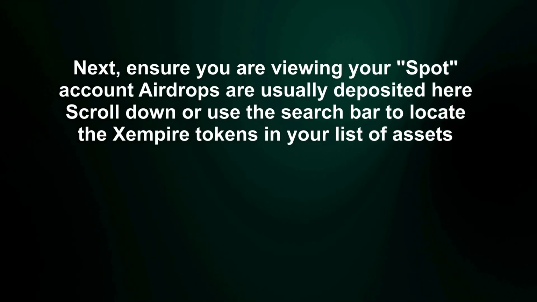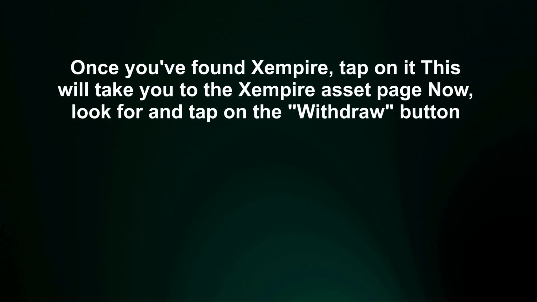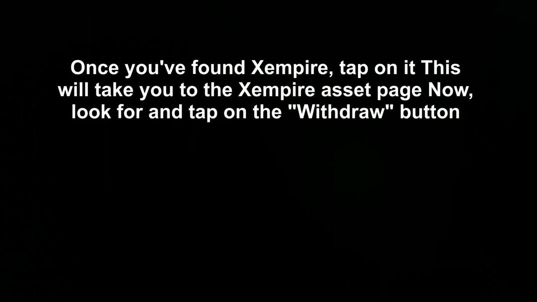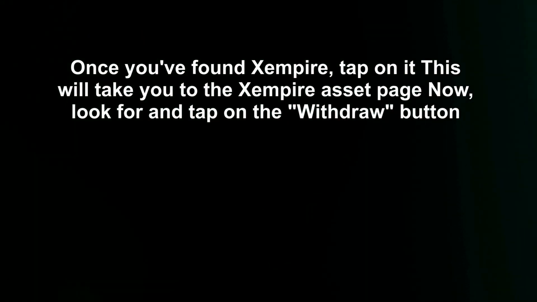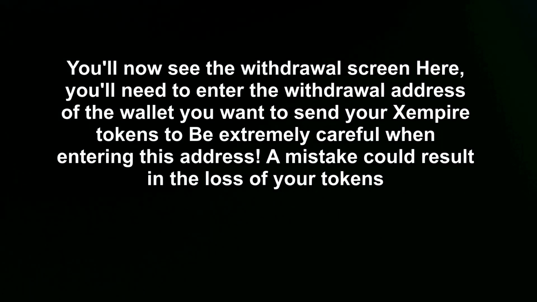Scroll down or use the search bar to locate the Xempire tokens in your list of assets. Once you've found Xempire, tap on it. This will take you to the Xempire asset page. Now, look for and tap on the Withdraw button. You'll now see the withdrawal screen here.